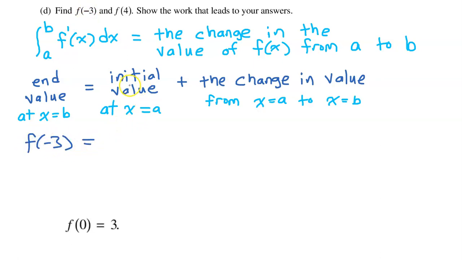The initial value will be the initial condition that we were given in the setup of the problem. f at 0 is equal to 3. So the initial value is f at 0. And according to the first fundamental theorem of calculus, the change in value from a to b will be the integral of f prime from a to b. In other words, from 0 to negative 3.